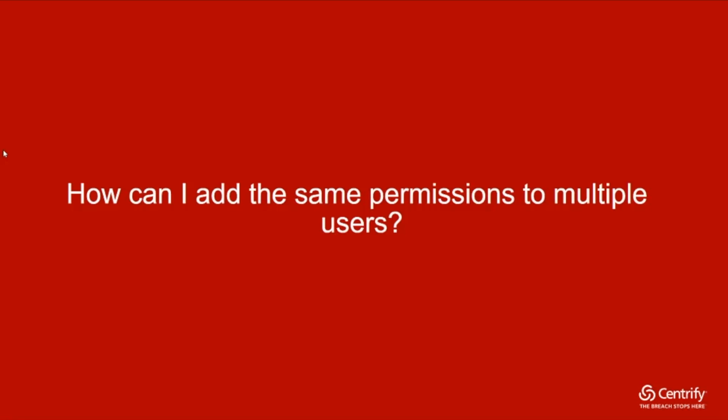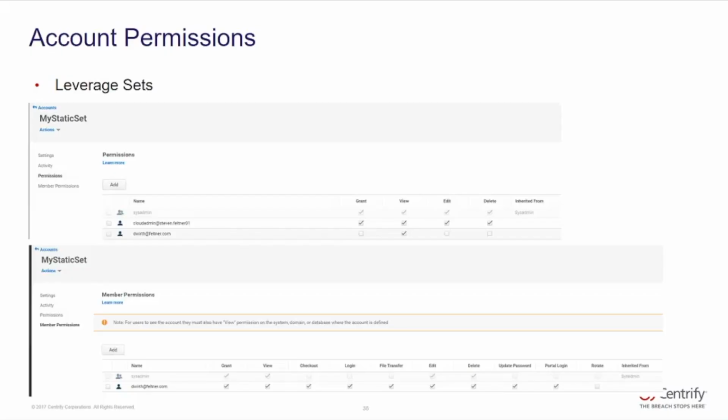So how can I add the same permissions to multiple users? And this is important. Unlike the previous global setting, which is one user to multiple systems, we now want to do multiple users to one or multiple systems. So the way you would go about this is leveraging our sets. So sets in infrastructure service is similar to a group. It's a grouping of systems or a grouping of accounts.